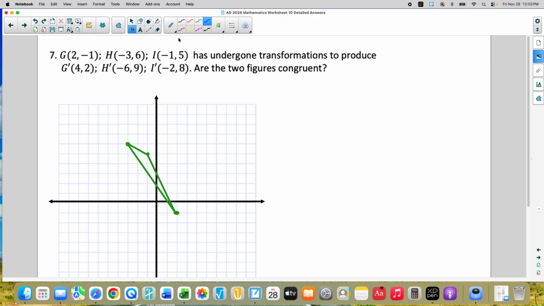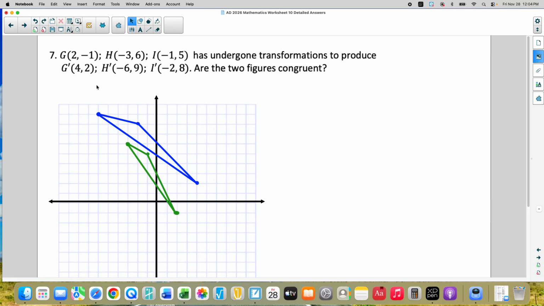And let's do blue, which is G prime, which is (4, 2). 1, 2, 3, 4, 2. Negative 6. 1, 2, 3, 4, 5, 6, 9. And (-2, 8). Again, not the greatest of lines. But let's take a look at this object. And what do we know about it? Let's fix that line a little bit. What do we know about it?